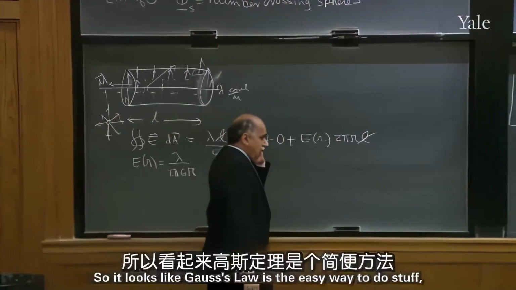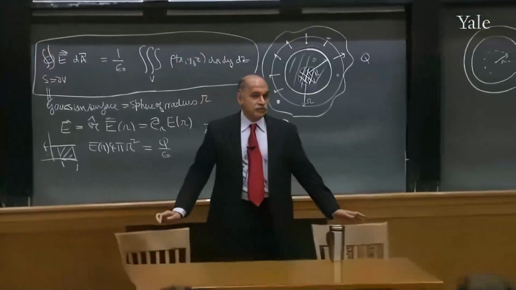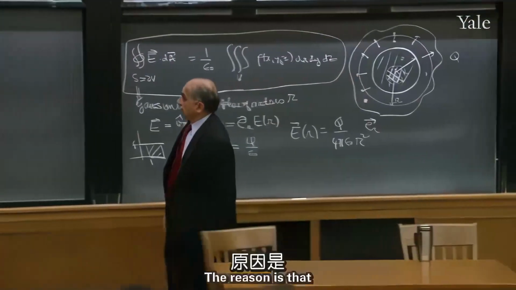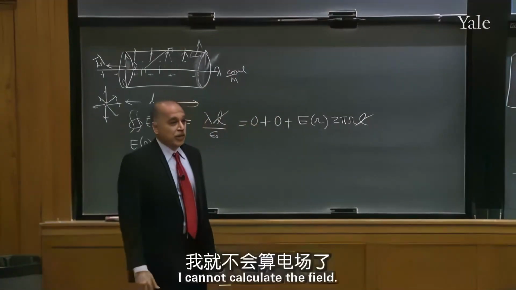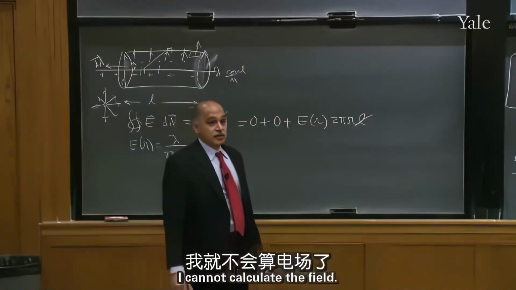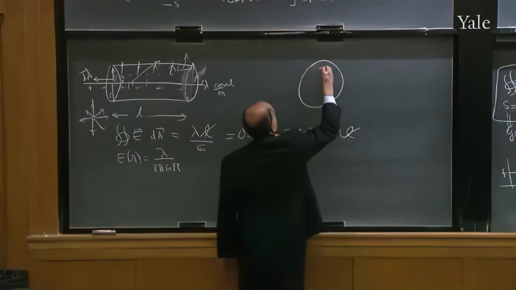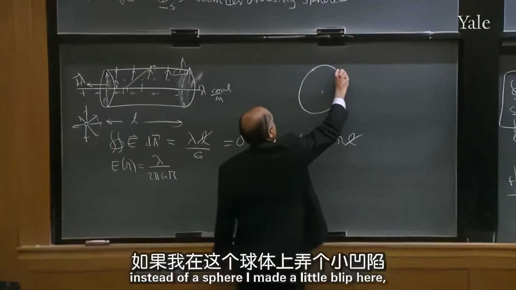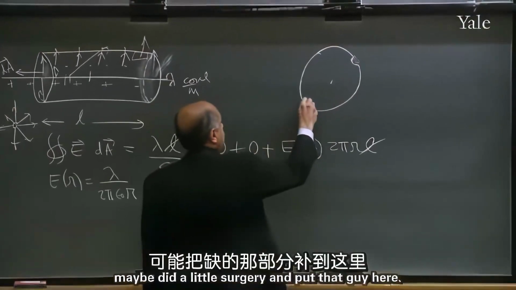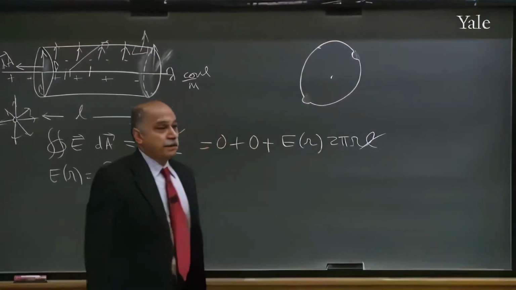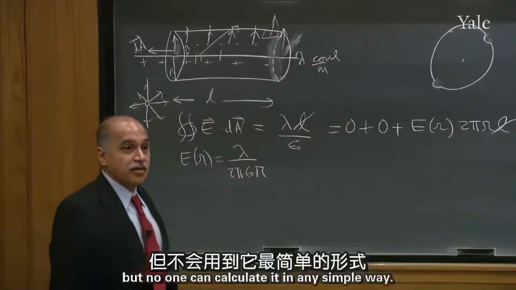So it looks like Gauss's law is the easy way to do stuff, and you may wonder why we bothered to do any difficult integrals. The reason is that if I change the symmetry of the problem in the slightest way, I cannot calculate the field. For example, on the spherical charge distribution, if instead of a sphere I made a little blip here, maybe do a little surgery and put that guy here, we're dead. I mean, there's a formula for the field, but no one can calculate it in any simple way.